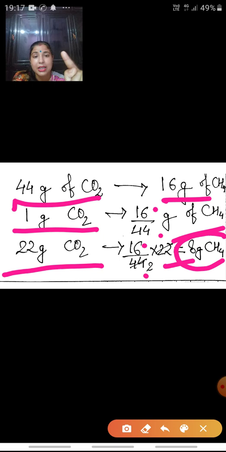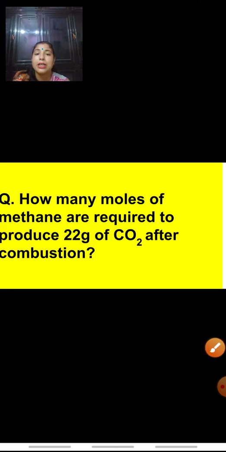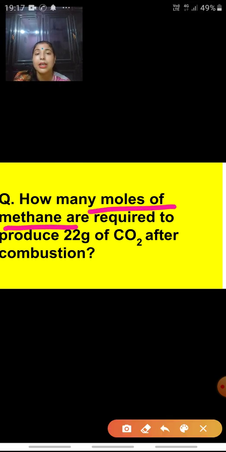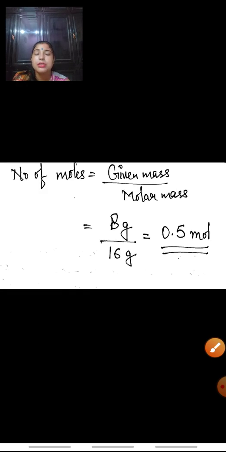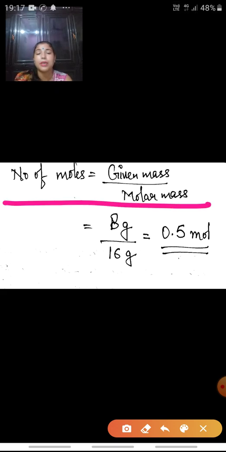But see, in the question, you don't have to calculate the mass of methane in grams. You have to calculate the quantity of methane in moles. We have got 8 grams of methane. Now we will convert this 8 grams into moles. Now see how to convert it into moles. For moles, you have to remember this. It will be required by you many a times during the calculations.